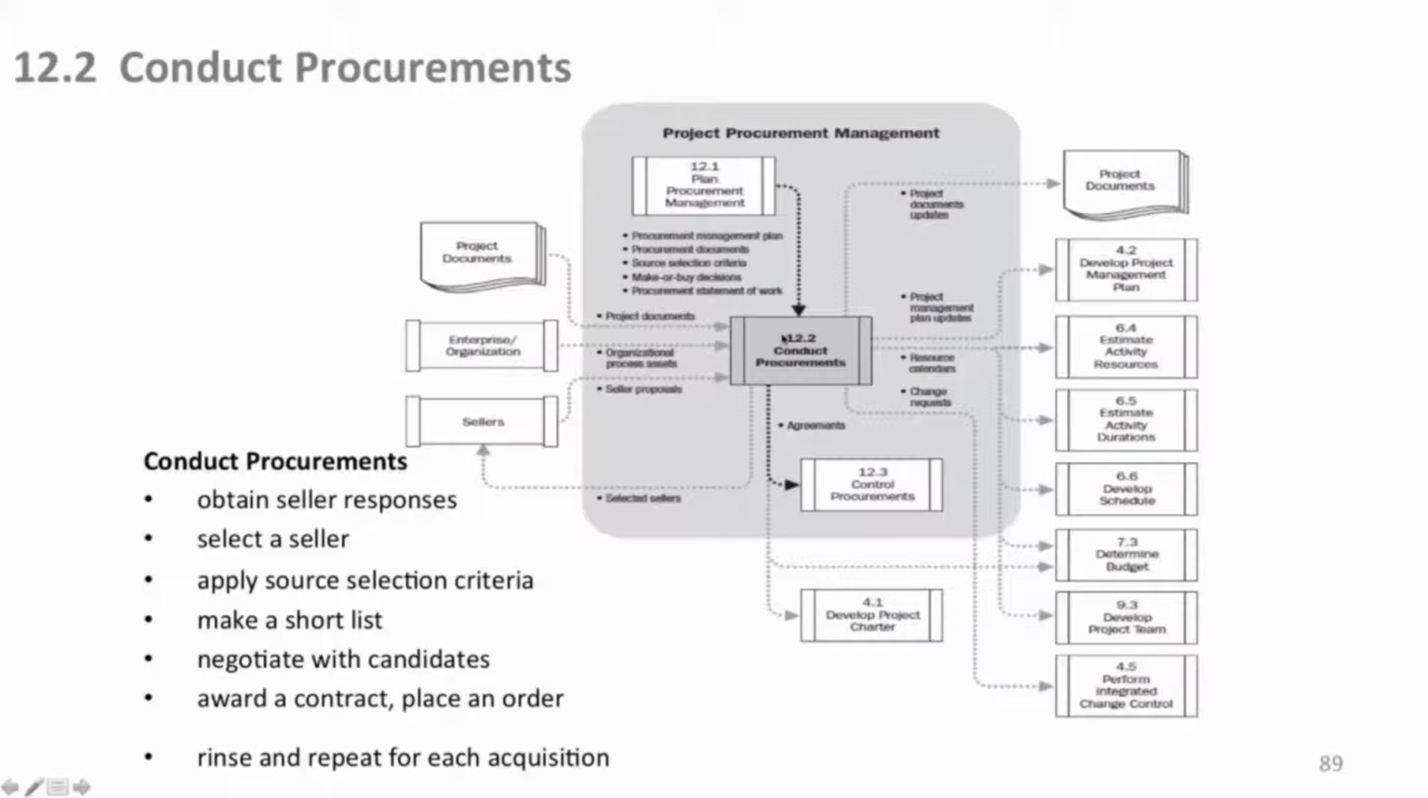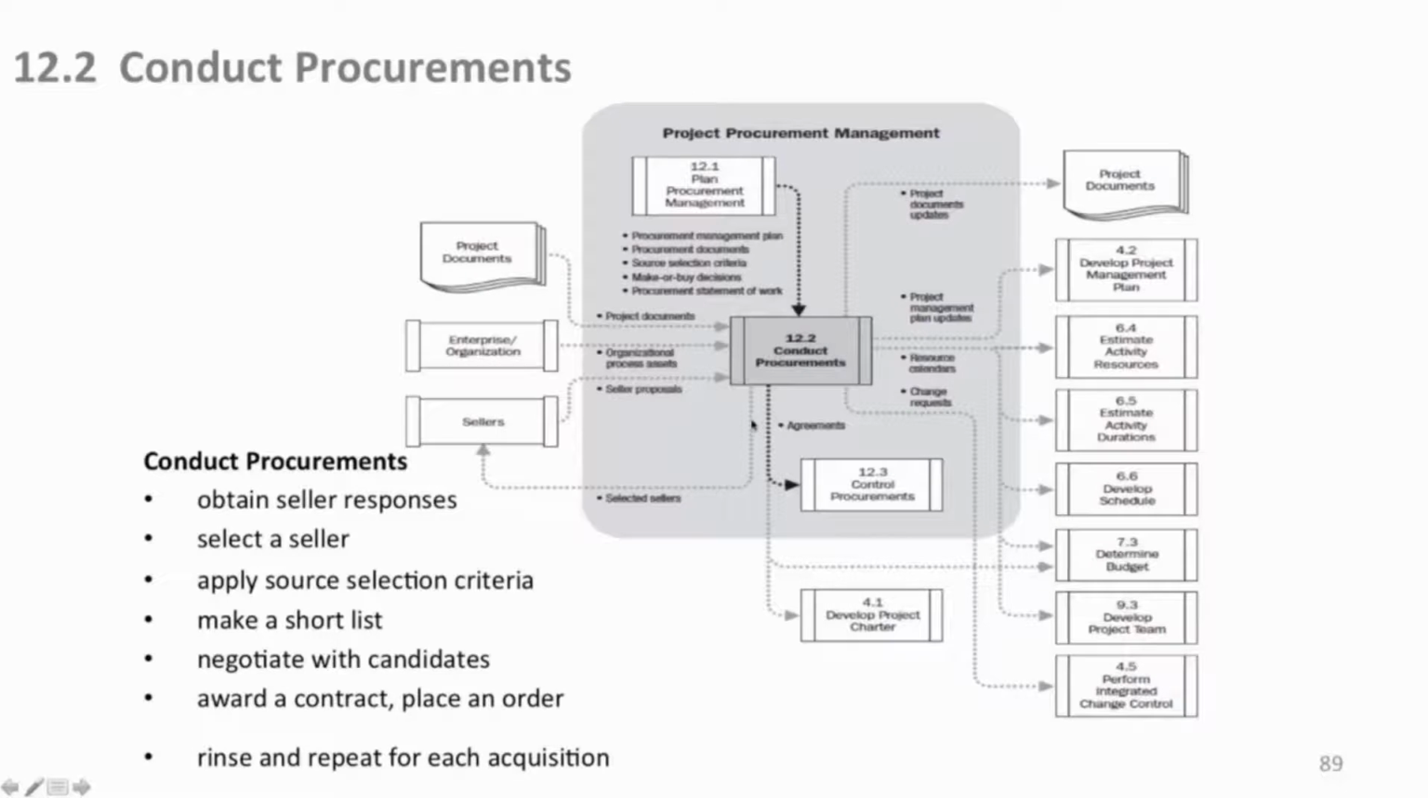Also coming in, all the project documents that may help you support that, and we'll get a little more detail on those as we look at the detailed inputs. Of course, process assets: templates, order templates, bid templates, evaluation templates, sheets. Those are the most obvious things you might get.